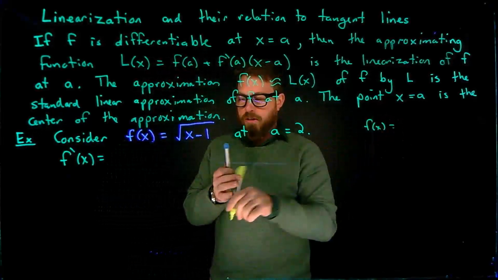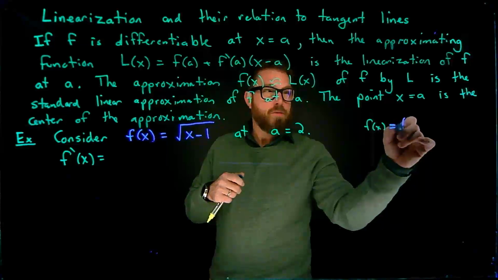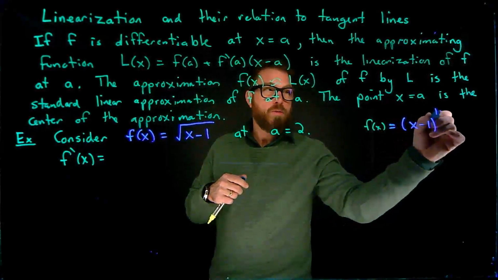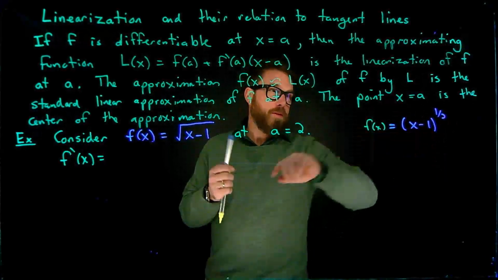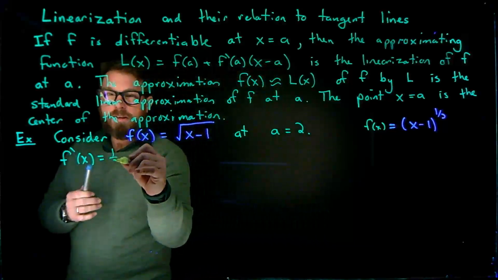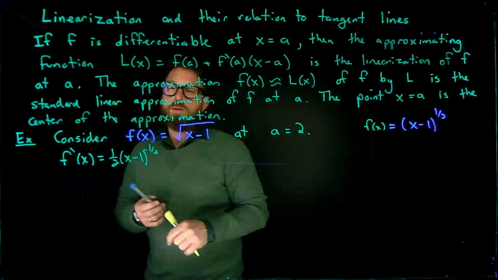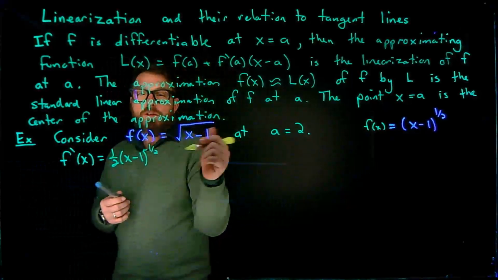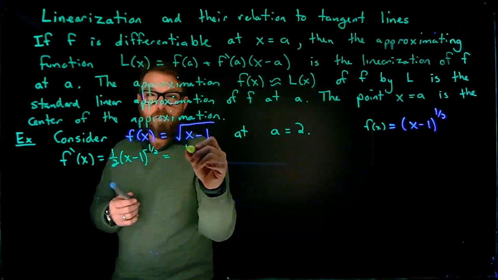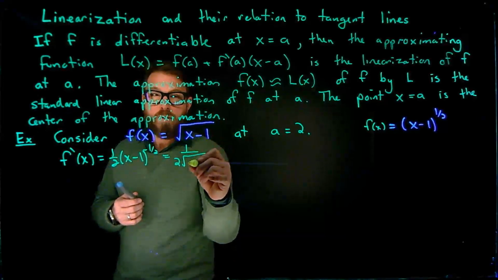So f of x, I should do it in blue, f of x is equal to x minus 1 to the 1/2. If I want to find its derivative, I can pull out that 1/2. Then it's going to be x minus 1 to the negative 1/2, multiplied by the derivative of what's inside, which is just 1. So this derivative is going to be 1 over 2 times the square root of x minus 1.